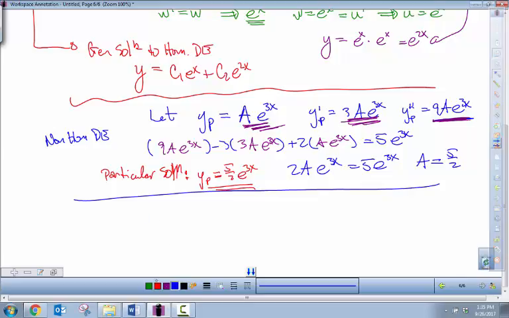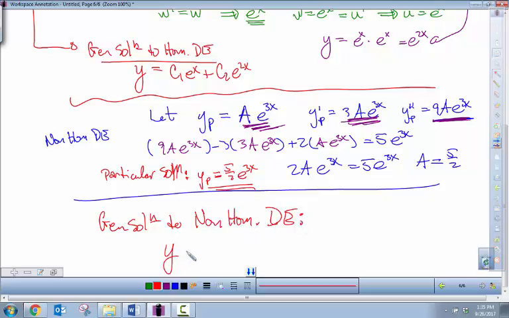So we have our general solution to the homogeneous differential equation. Now we can write our general solution to the original non-homogeneous differential equation. And that will be the solution to the homogeneous part plus the particular solution.